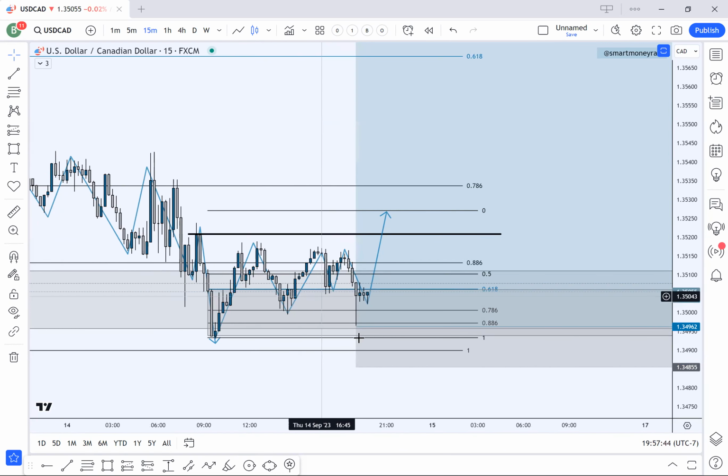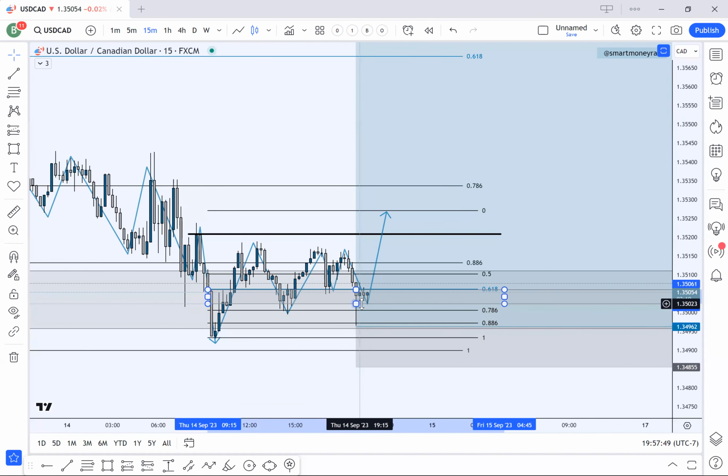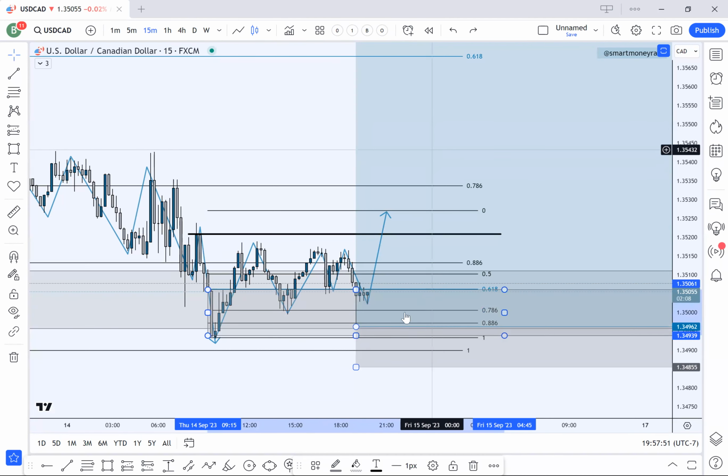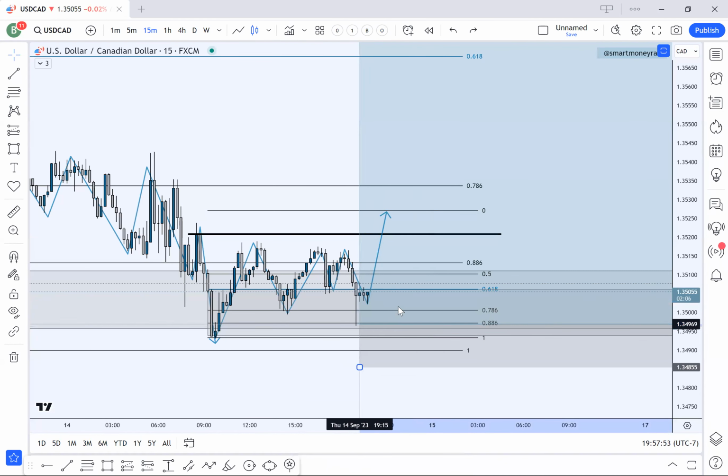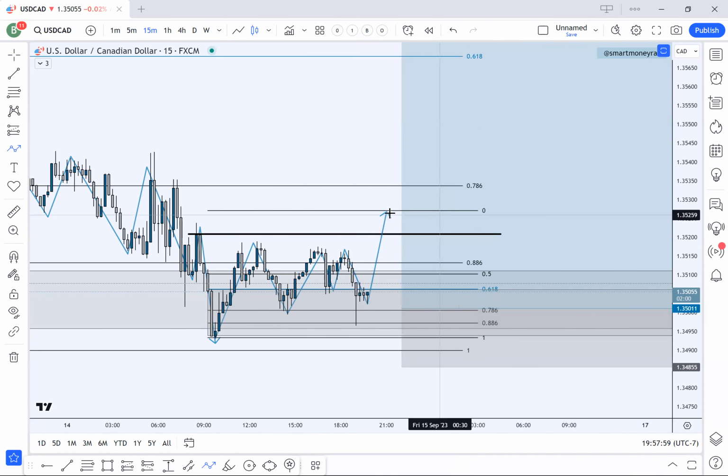So if I can get something like that, maybe I don't get my ideal entry, but I get something like this. Let's just say I'm able to get something over here, right around this area, now I'm going to start to play this zone.